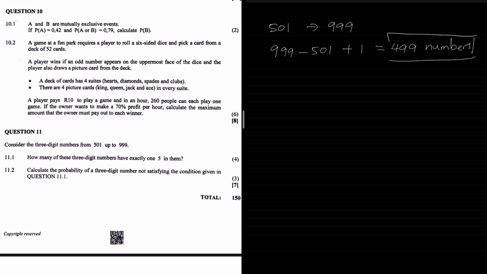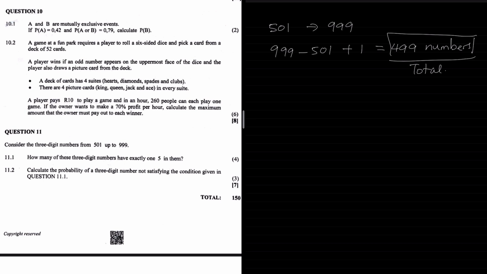Okay, so let's figure out the total number of numbers first. The total number of numbers from 501 to 999, we'll say 999 minus 501 plus 1. That's equal to 499 numbers. So there are 499 numbers in total, and we're going to need this just now.